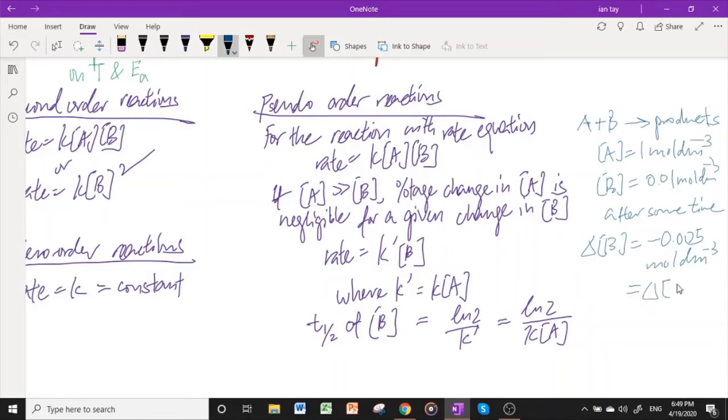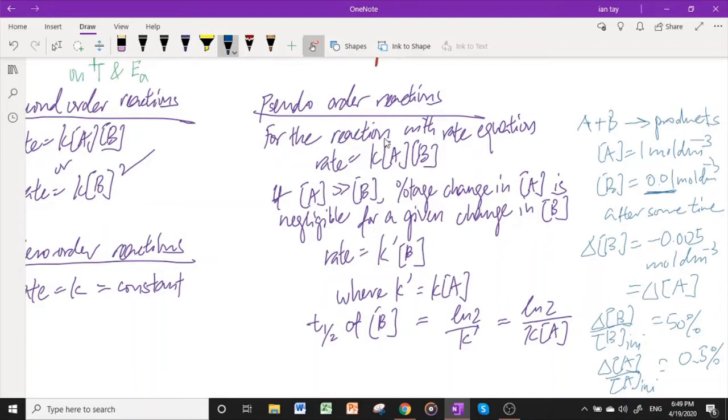It is the same. But don't you agree that while the percentage change in the concentration of B is 50%, the percentage change in the concentration of A is much smaller? In fact, it is just 0.5%. So we can say that through the course of this experiment, when the concentration of B decreased from 0.01 to 0.005, the concentration of A remains approximately constant.